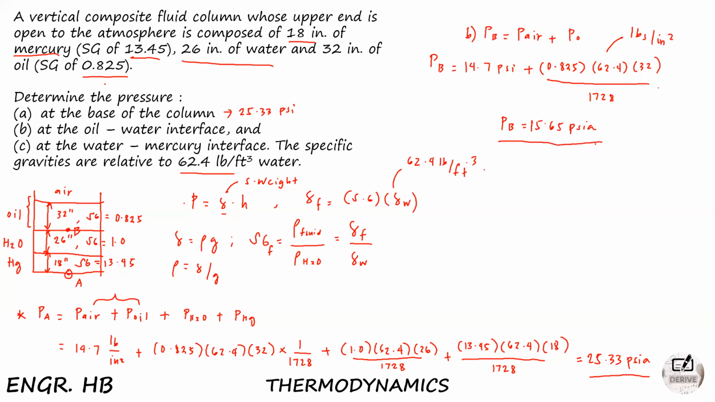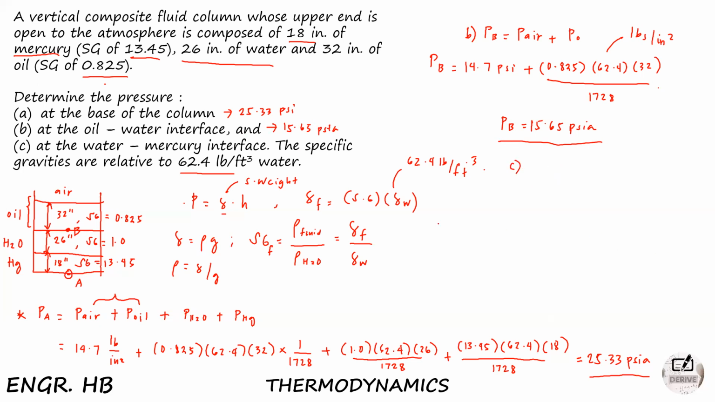So tama ba ang value? So tama yan because it is lower than the pressure at the base of the column. Tandaan, ang sabi ko kanina, yung base of the column has the maximum pressure kasi sa kanya dumagan lahat ng fluid. And we are only talking for the letter B and that is the oil-water interface. So ibig sabihin, yun lang yung pressure ng air plus pressure ng oil. Okay, so that was 15.65 psi.